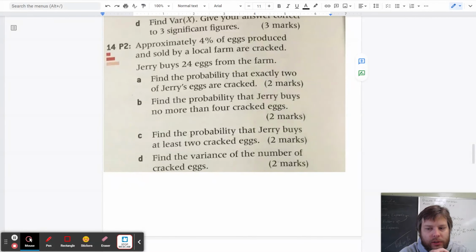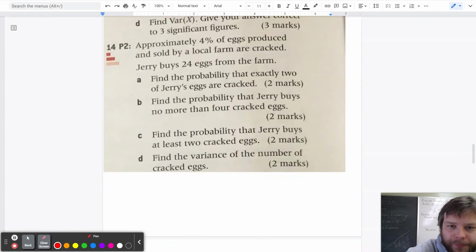All right, so here we are, question 14. We've got 4% of eggs produced and sold by a local farm are cracked. Jerry buys 24 eggs from the farm. Find the probability that exactly 2 of Jerry's eggs are cracked.